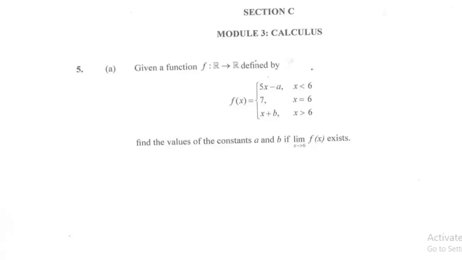Find the values of the constants a and b if the limit of f of x as x approaches 6 exists. Okay, so if it exists, it means the left hand limit is equal to the right hand limit. The left hand limit is equal to what we call the right hand limit.